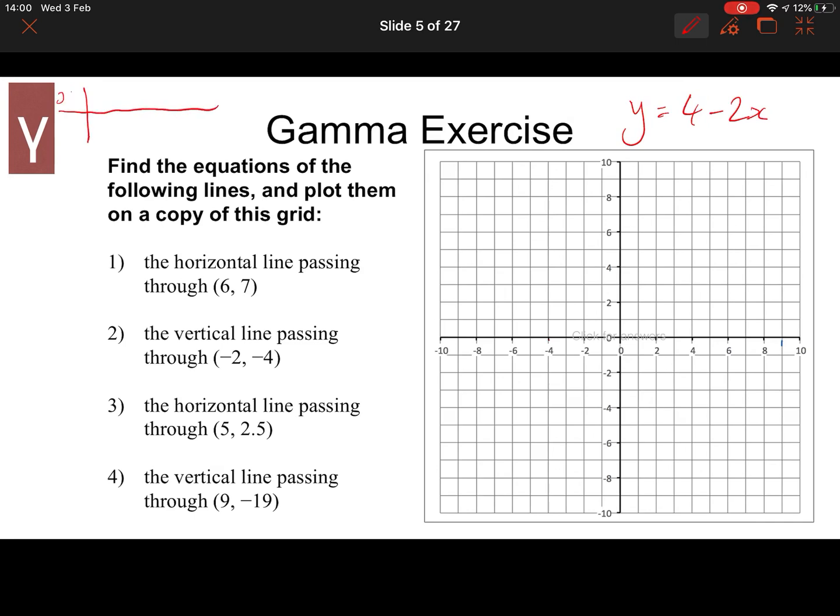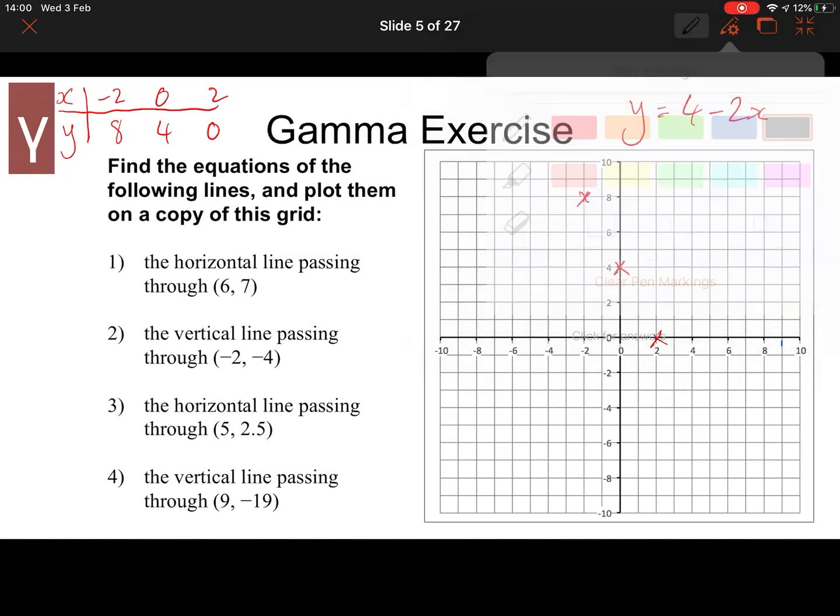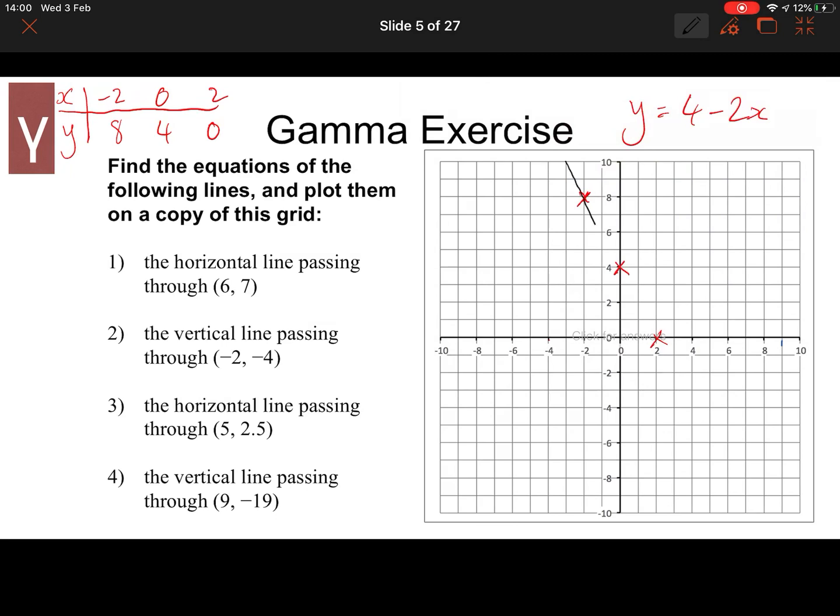Okay, this time we're doing y is equal to 4 minus 2x, and we already came up with a table that said x is equal to minus 2, 0 or 2. I just picked them myself. Okay, and I got 8, 4 and 0 for my corresponding y values. So negative 2, 8 is here. 0, 4 is here. 2, 0 is here.